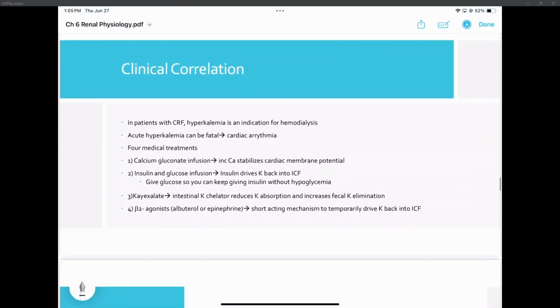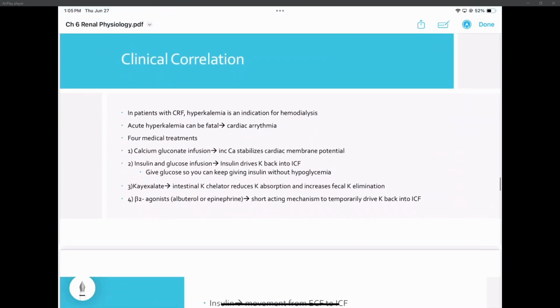So in patients who have chronic renal failure, hyperkalemia is an indication for hemodialysis. Those of you who have worked in the ER will see these patients come in who haven't gone for dialysis for a few days, and they just show up on a Friday saying, I haven't had dialysis all week, and their potassium is like 6, 7. They need to go for dialysis to get rid of that potassium because the kidneys can't do it.